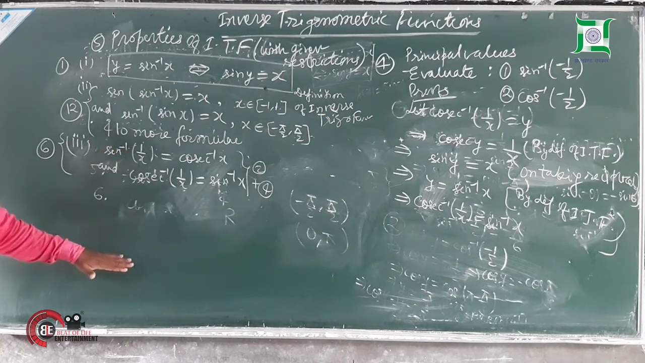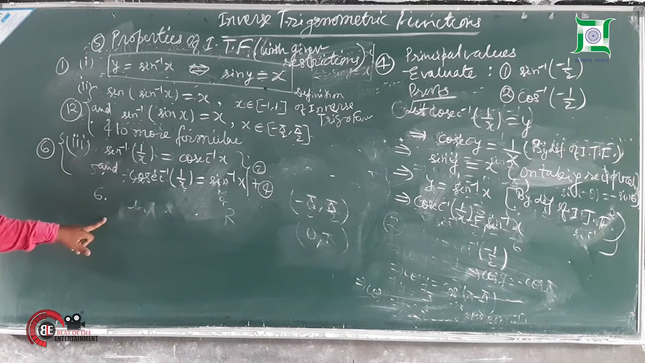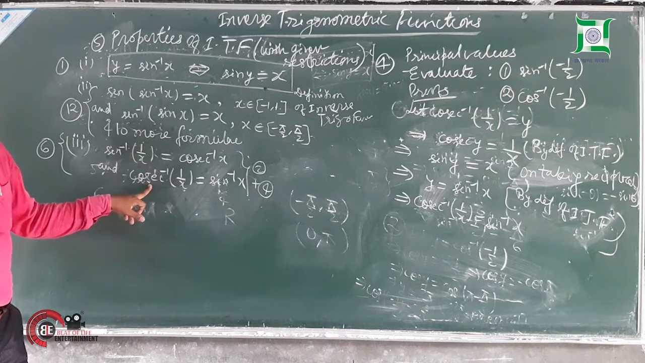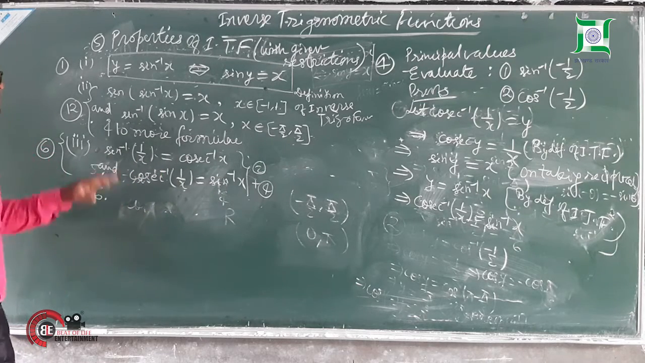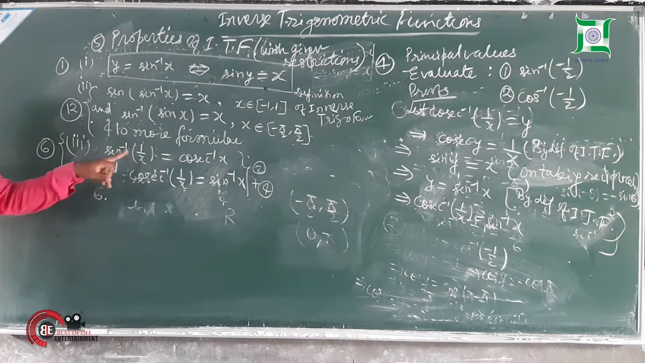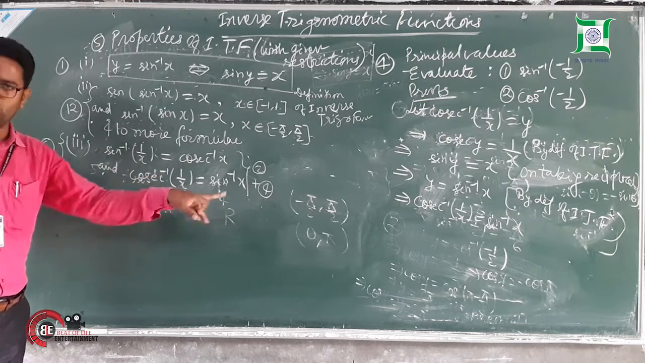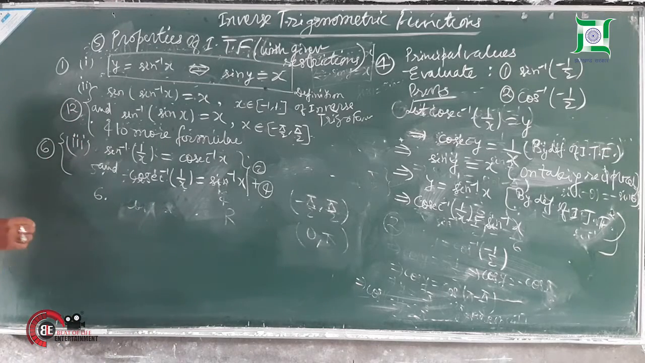I am leaving some formulas so that you can write them also. For example, in place of sine, we can use cos inverse 1 by x is equal to sec inverse x. And here what will we write? Sec inverse 1 by x is equal to cos inverse x. So in this way, you can make tan inverse 1 by x is equal to cot inverse x, and cot inverse 1 by x is equal to tan inverse x. So you can utilize it the same way.